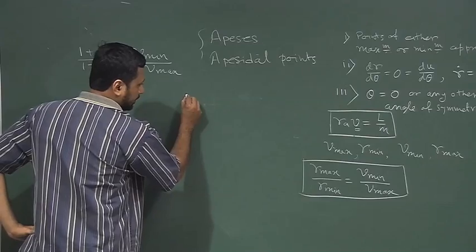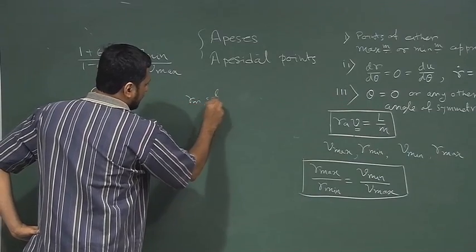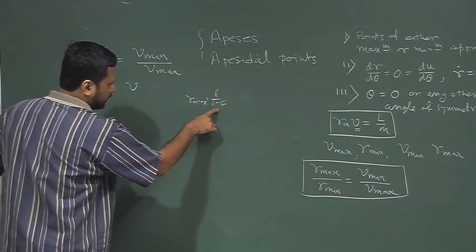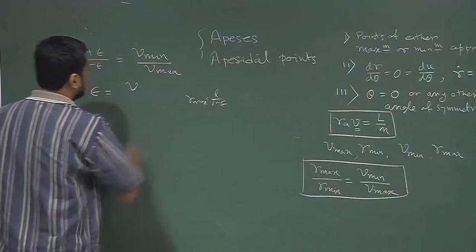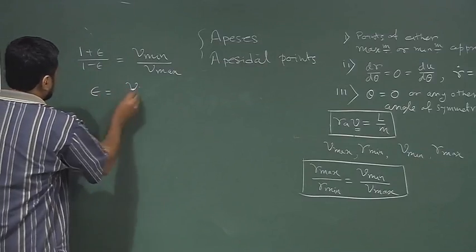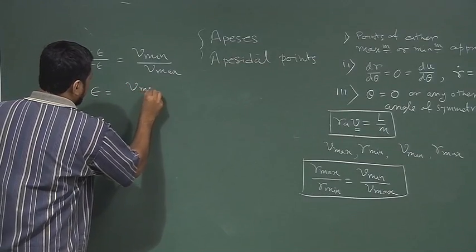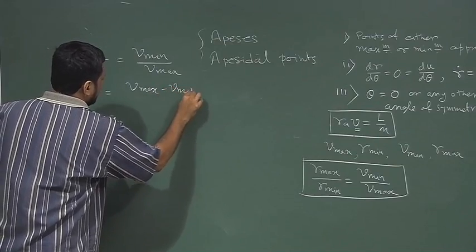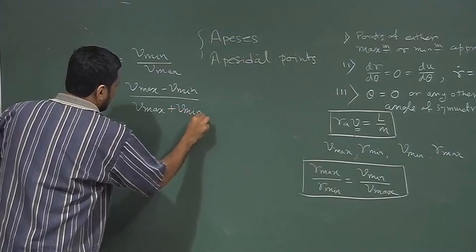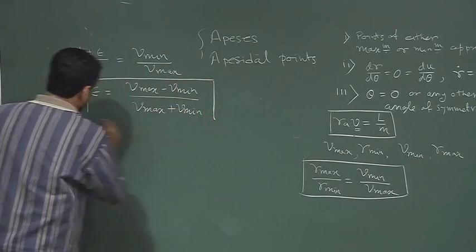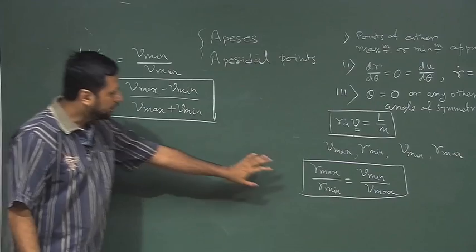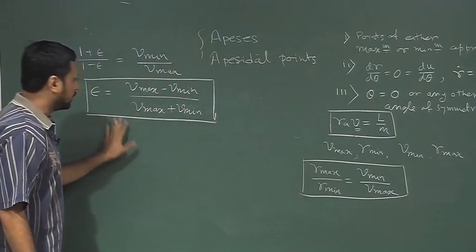So, r_max is equal to L by 1 minus epsilon. If we perform this, we see that it will be v_max minus v_min divided by v_max plus v_min. And please remember that this is specially for the elliptical orbit, it is not a general relation. The earlier relation is a general relation, but this one is not.